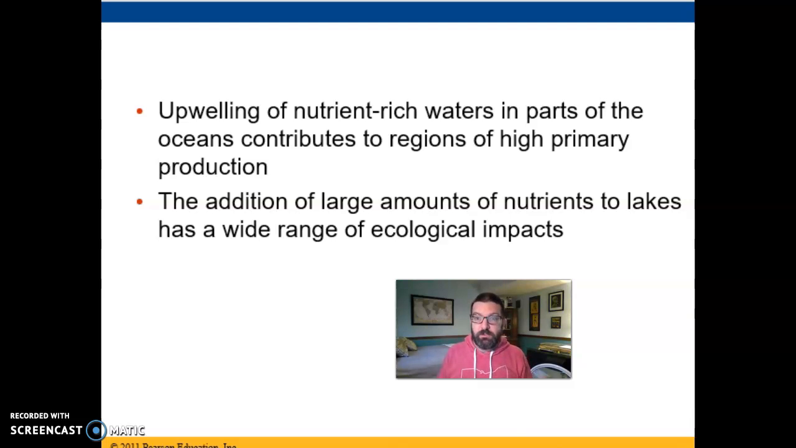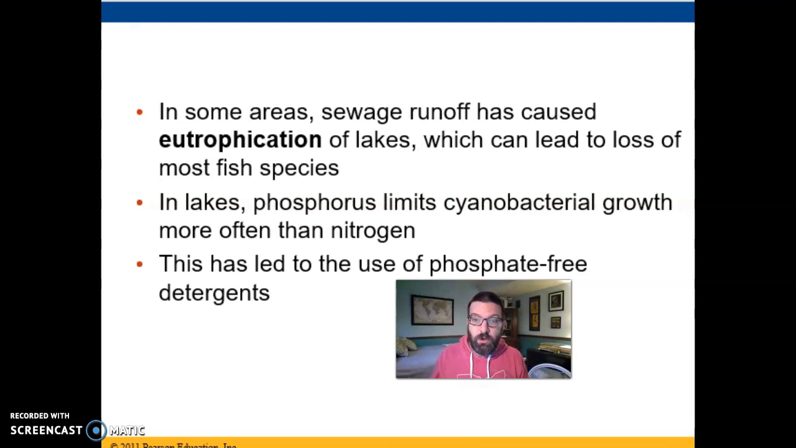Additionally, if you have large amounts of nutrients being poured into lakes, beyond what's typical, that can have big ecological impacts. In a lot of areas, sewage runoff or agricultural runoff brings a lot of nitrogen or phosphorus into a body of water like a lake, and that leads to blooms of bacteria. And those bacteria will often use up oxygen when they die and things eat them. Oxygen gets used up, and that kills off a lot of things in the lake. And this is called eutrophication of lakes. And we talked about this in an earlier chapter.